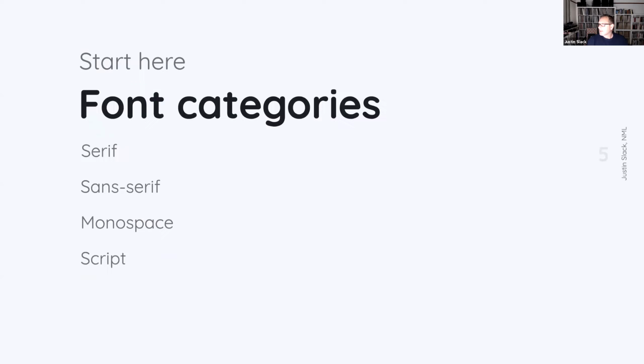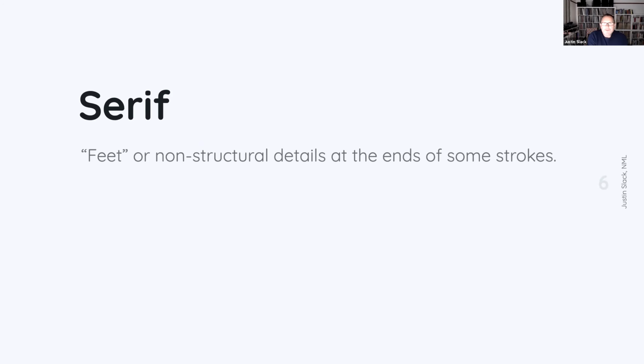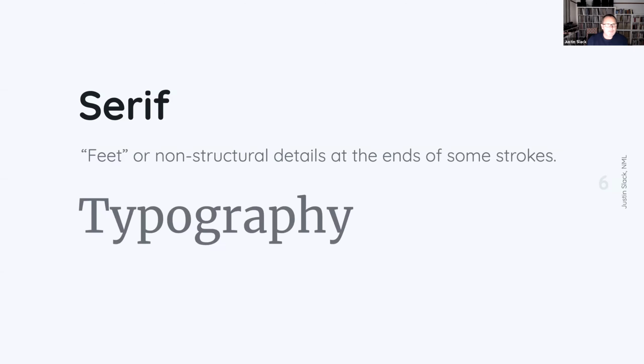So a serif font is distinguished quite simply by the fact that it has feet or non-structural details at the end of some of the strokes. Some people refer to these as flourishes, and we look at an example of a serif font. In this case, we're looking at Merriweather, and you can see on the T that starts there are those 2 downstrokes at the top. There's a bar at the bottom, and if you look at all the other letters, you'll see similar things that are attached to them. So feet or non-structural details.